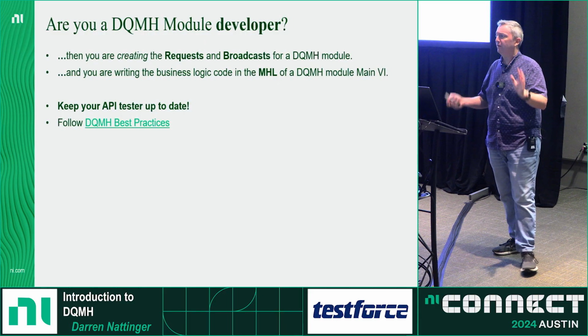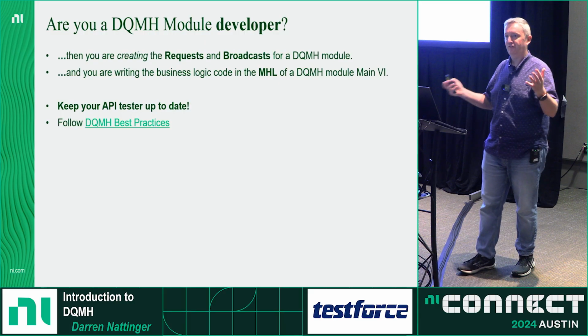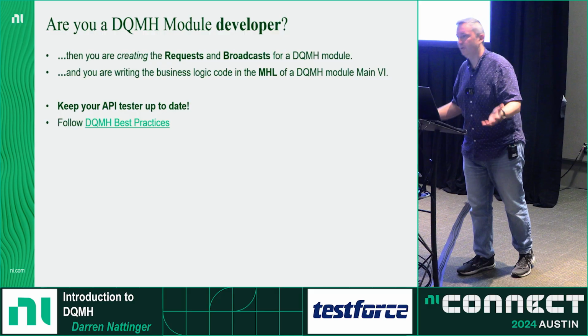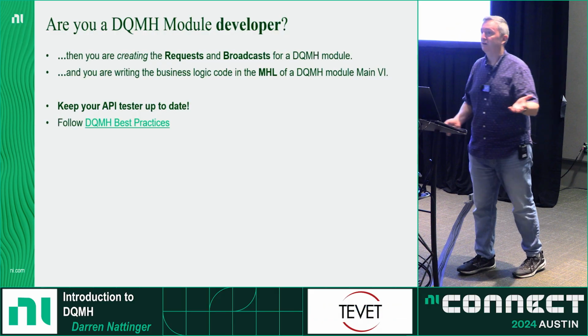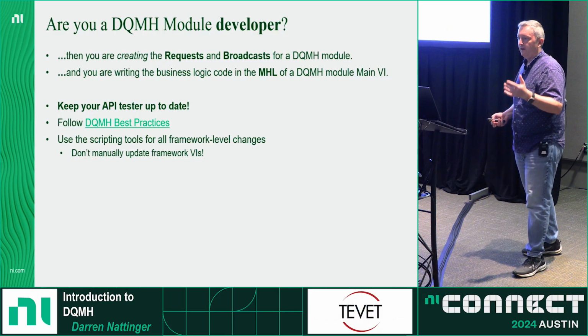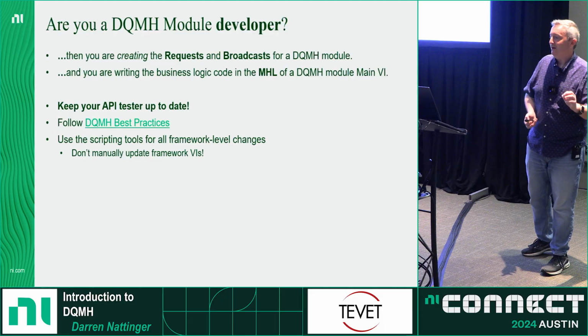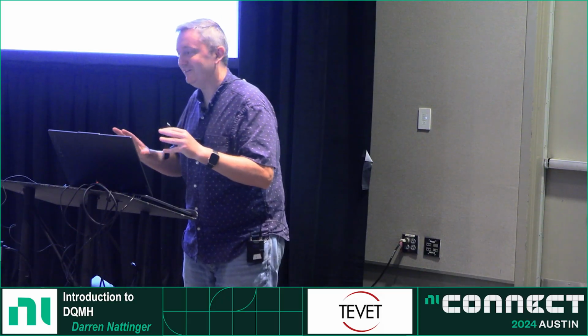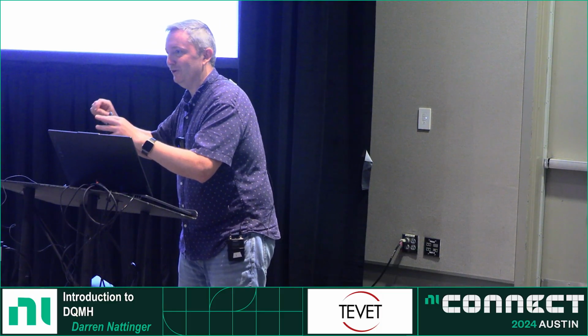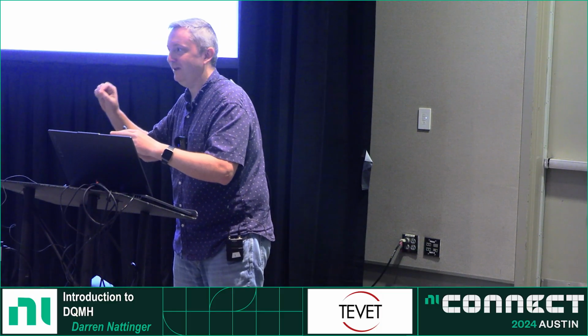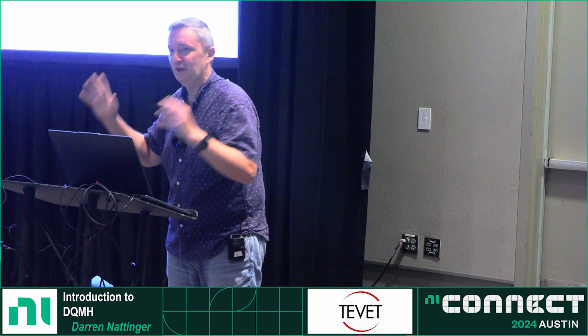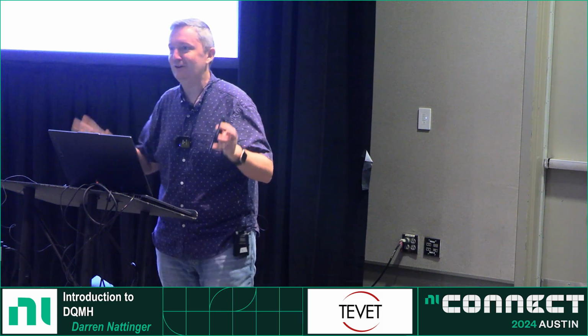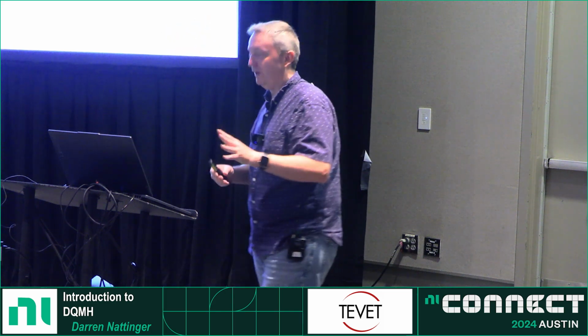Also, there are a bunch of best practices involved with DQMH. Since this is an introductory presentation, I'm not going to go into all of those, but they're documented and available on the DQMH website. Never, ever make manual changes to framework VIs in DQMH. If you are editing some VIs and you get to a spot in the code where you're messing with the things wired to a generate user event function, you're doing something wrong because you are editing framework level code. So do not do that.